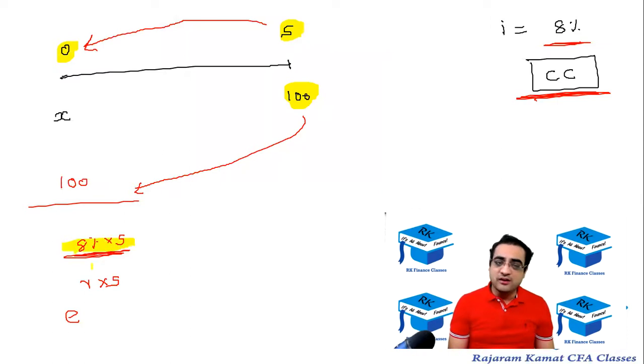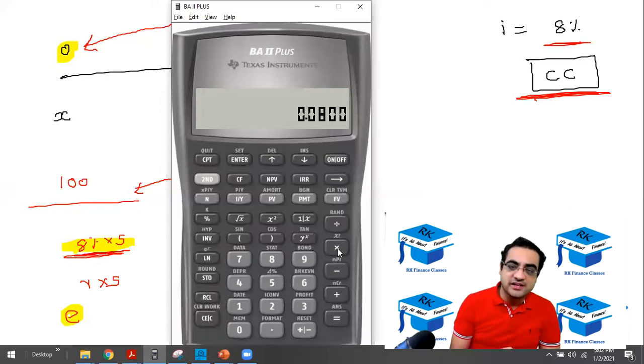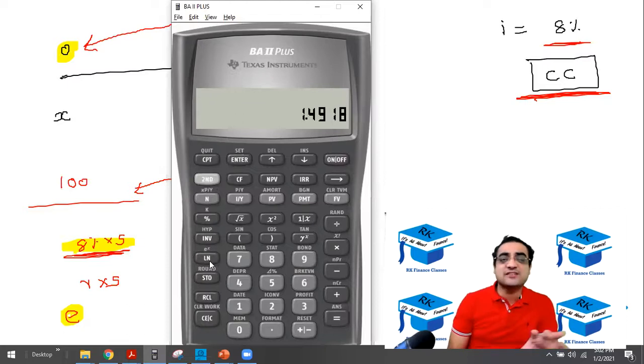Now if you want to do e of this, after you get 8% into 5, 40%, you have to press second and ln. So you got your denominator. One more time, 8% into 5 equal to, and then to do e of it, press second and ln. Ln stands for natural logarithm. Second ln will do the e function.